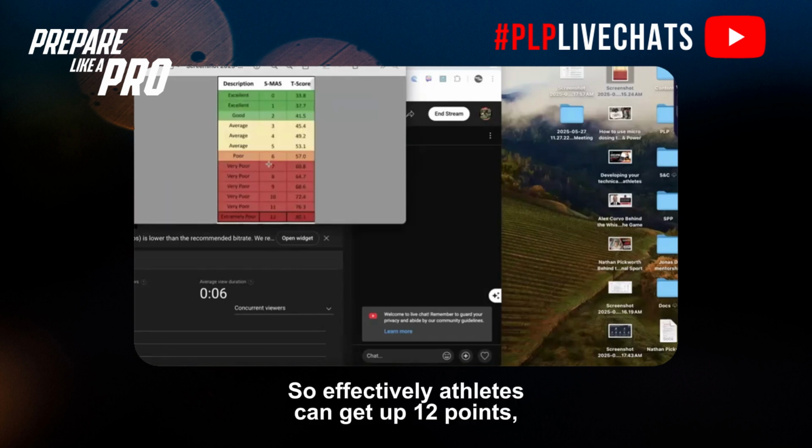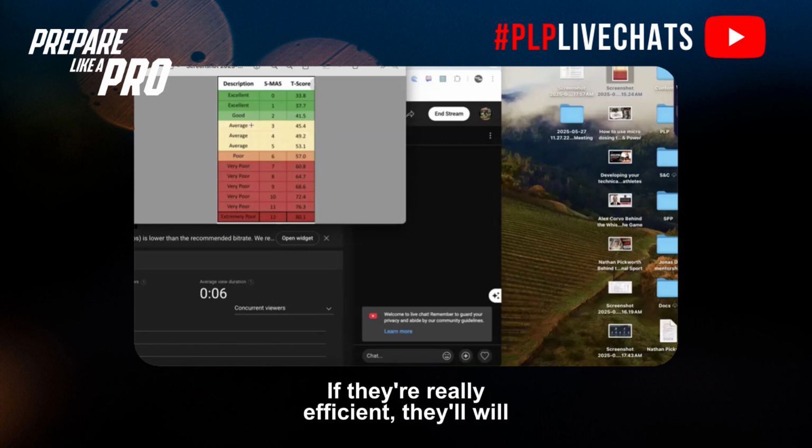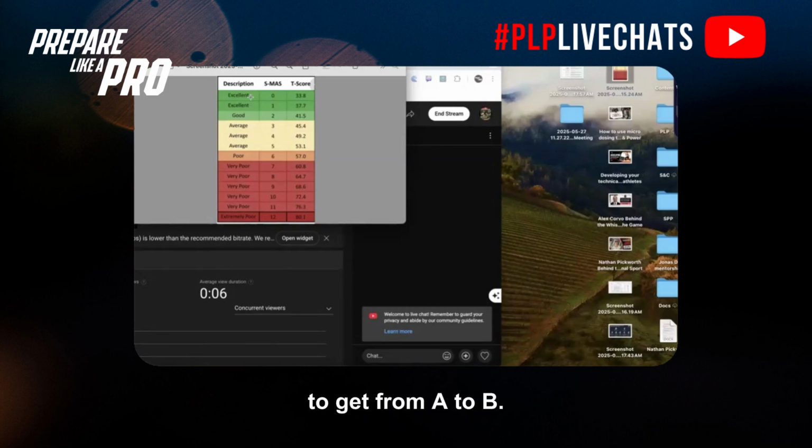So effectively, athletes can get up to 12 points on a given one of those positions. 12 would be poorly rated, extremely poor. If they're really efficient, they'll get very few points, so 0 would be a perfect score. And obviously, the lower score you have, the less kinematics is a risk factor for injury. So the more efficient, the less energy you'll use to get from A to B.